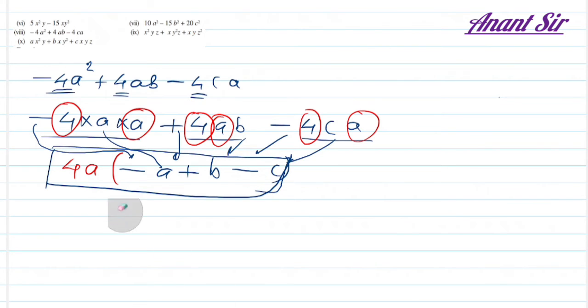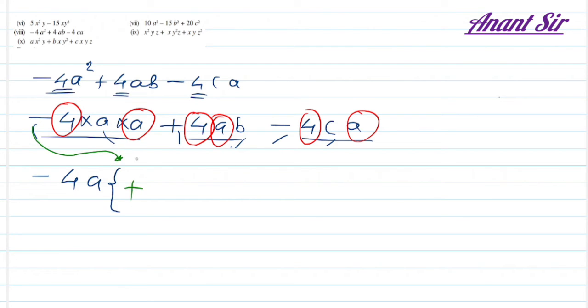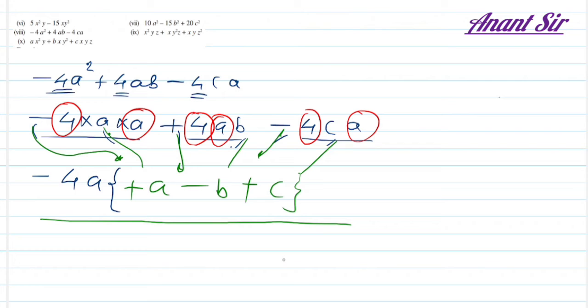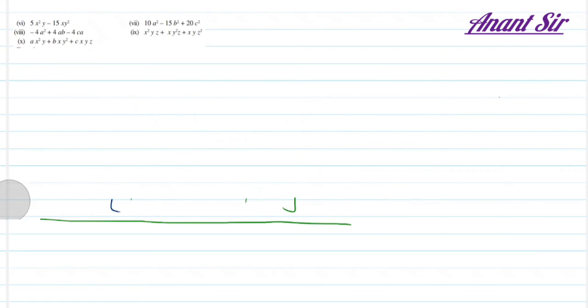But if you want to take negative sign common, then what you have to do, it is also very easy, no problem. With 4 and a, if you want to take negative also common, then just change the sign of all the terms, that's it. Write this minus as plus, this a will be as it is, write this plus as minus, this b will be as it is, write this minus as plus, this c will be as it is. So it is also very easy to take negative common if you want, no problem. So friends, I hope you are getting the questions which I am trying to tell you. So let's move on to solve the next question.